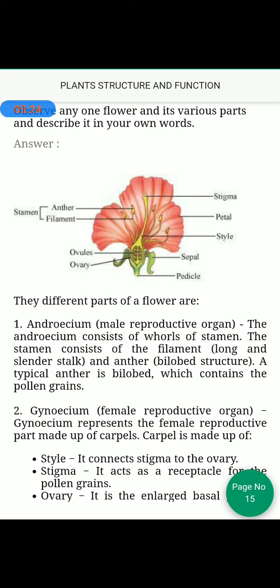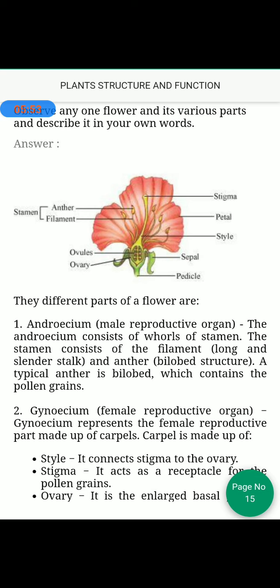The stamen consists of the filament. A filament is nothing but a long and slender stalk. No need to write the things which are written in brackets in the notebook. And the anther: a typical anther is bilobed, and contains the pollen grains. You have seen this one. Anthers contain the pollen grains, which help in pollination.